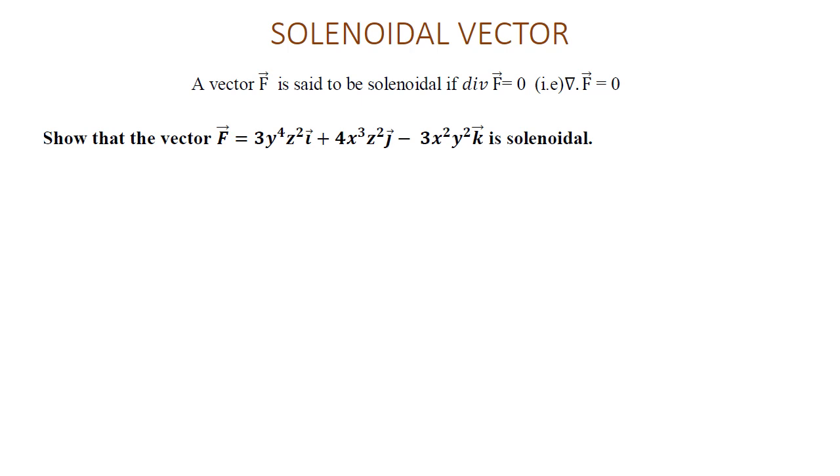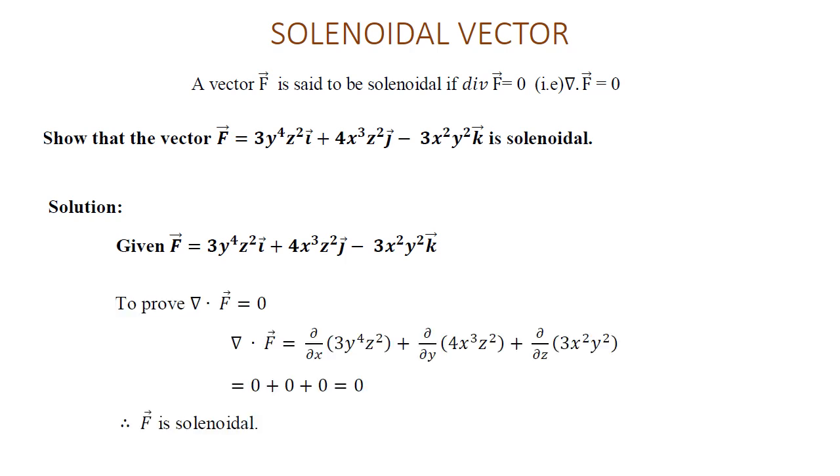Show that the vector f vector is equal to 3y power 4 z square i vector plus 4x cube z square j vector minus 3x square y square k vector is solenoidal. So they have given that f vector is equal to 3y power 4 z square i vector plus 4x cube z square j vector minus 3x square y square k vector.